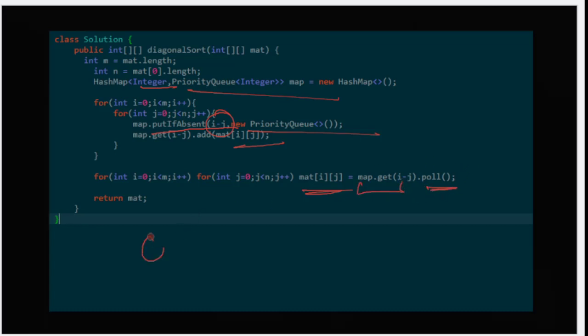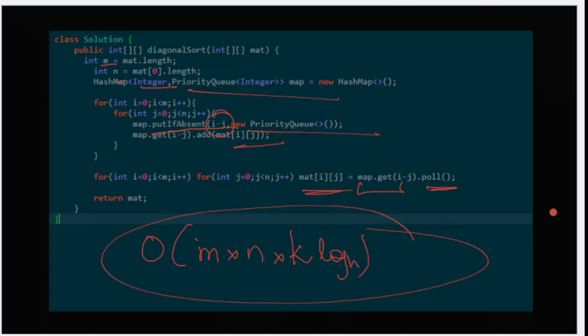Okay, now talking about the time and space complexity. If we talk in terms of m and n, so m and n goes here, and then talking about the diagonal length, it goes with k log n. So this is going to be your time complexity.